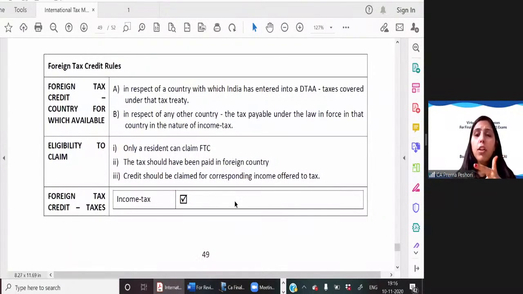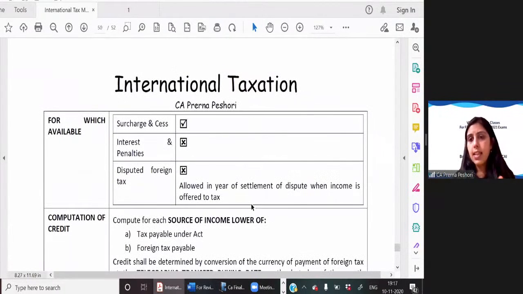Who can claim the foreign tax credit? Only a resident of India can claim the foreign tax credit in respect of the taxes which have been paid in the other country. Clear? So if you offer the corresponding income to tax, you will get the credit of the taxes paid in the other country. Against what can you claim foreign tax credit? Only against income tax, surcharge and cess. You cannot claim foreign tax credit against interest and penalty.